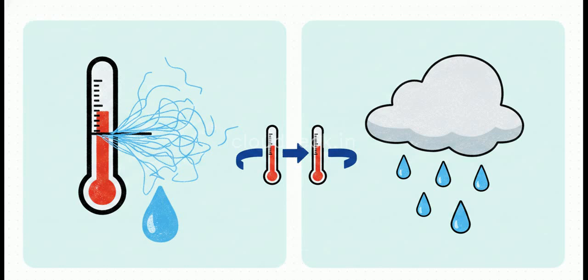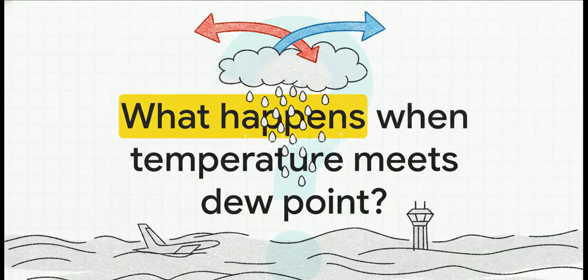Now, the absolute magic rule to remember here is the spread. When the spread between the actual air temperature and the dew point gets within 2 degrees Celsius, or about 4 degrees Fahrenheit, we are rapidly approaching full saturation. Which brings up an inevitable scenario. What happens when the temperature perfectly meets the dew point? Okay, let's dive into this.